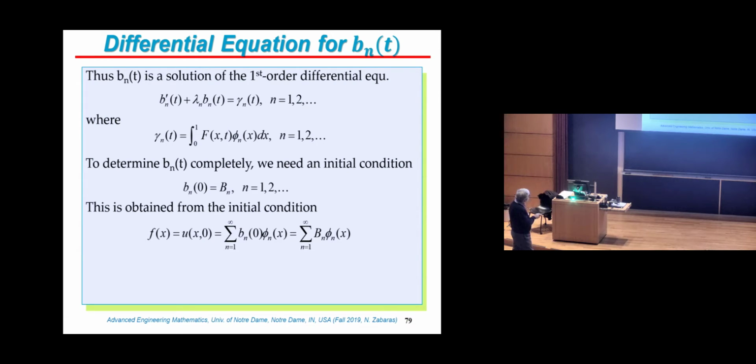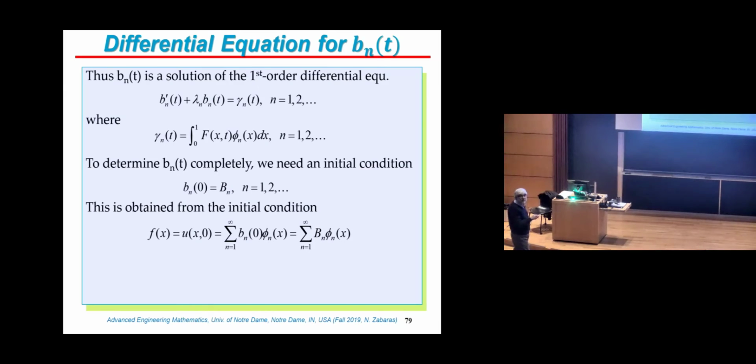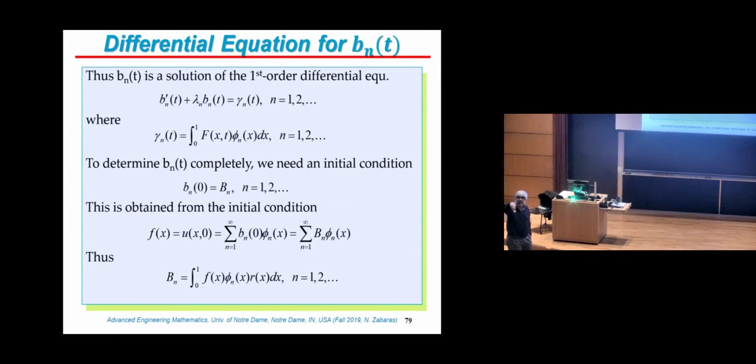F of x times Pn of x, times R of x. How does that R come about? If you think about it, it comes by taking the inner product of this with the function Pn. But to get rid of all the terms but one here, to get the coefficient Bn, you have to use the orthogonality of Pn, and the orthogonality of Pn involves R.